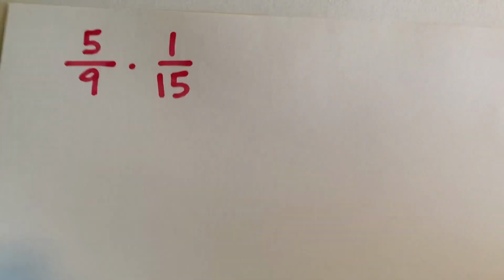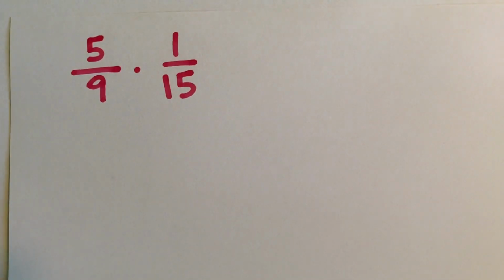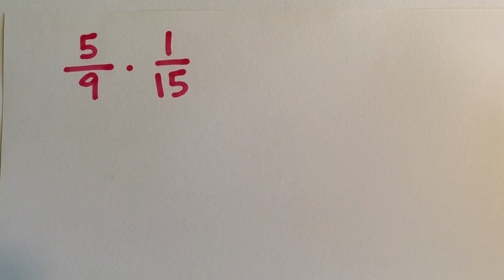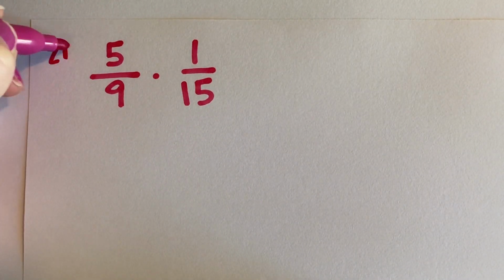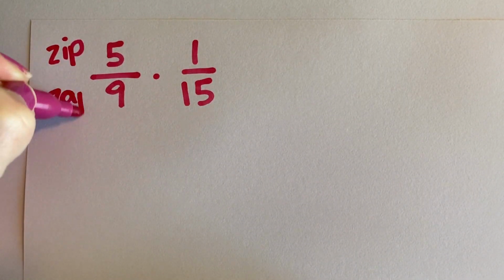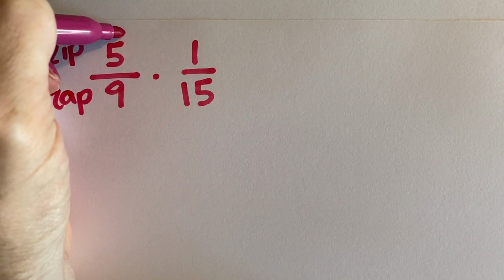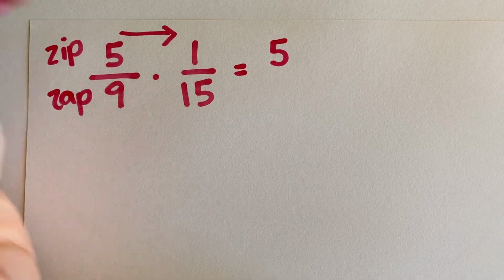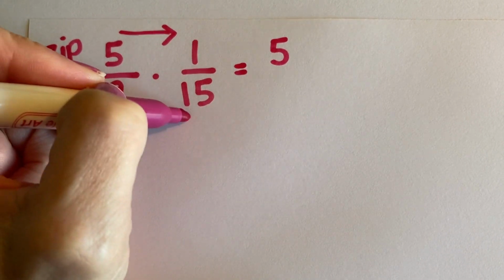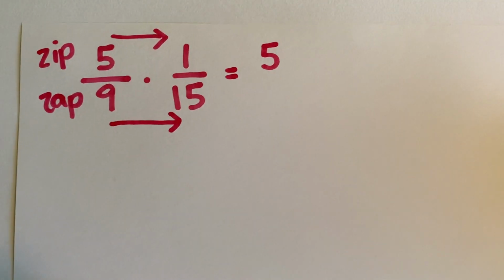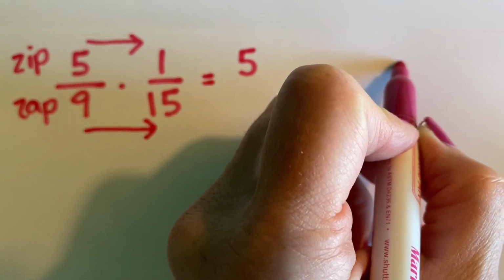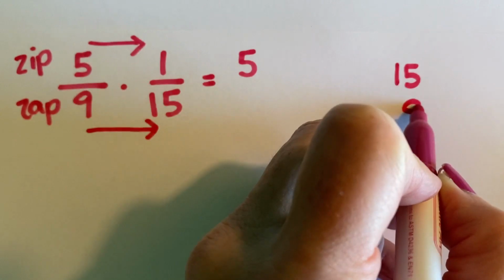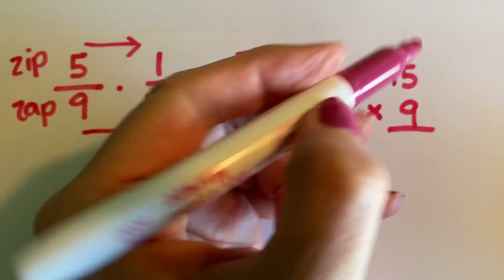What about 5/9 times 1/15? Okay, let's zip zap. Let's zip it, and then we'll zap it. So zipping straight across the top, 5 times 1 is going to give us 5. And 9 times 15. Well, I don't have that memorized. Let me come off to the side. 15 times 9. Won't take me too long.